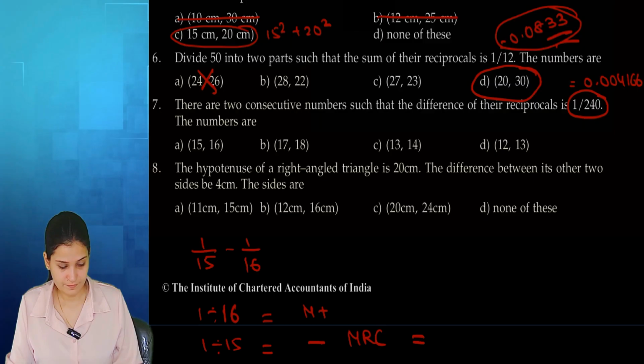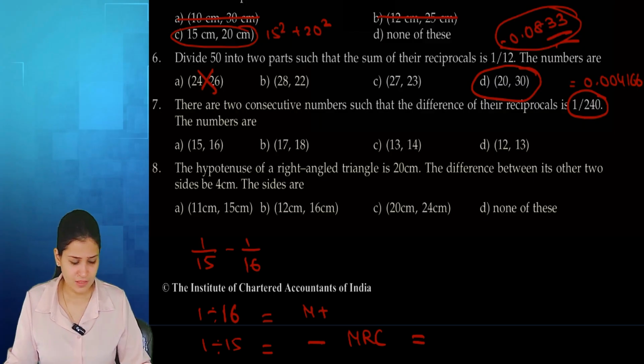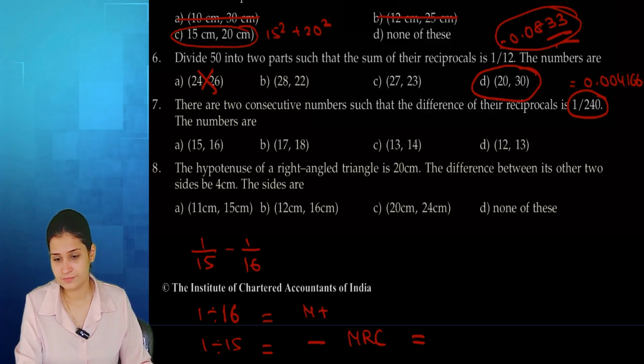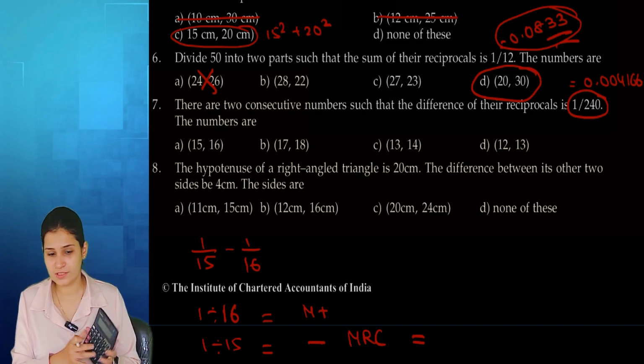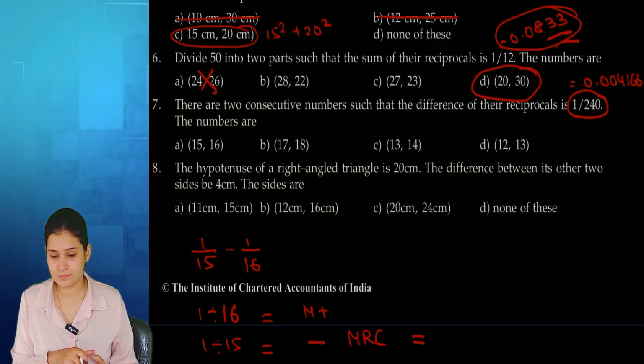0.0625. I'm sorry? Ma'am, 0.0625. No, you're wrong then. You've done wrong. 0.00416. Yes, it matches, no? Yes, ma'am. Who did not get the answer? Can we work it together? Okay. Try. Your calculator is clean? Yes, ma'am.